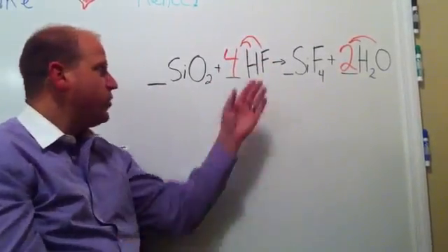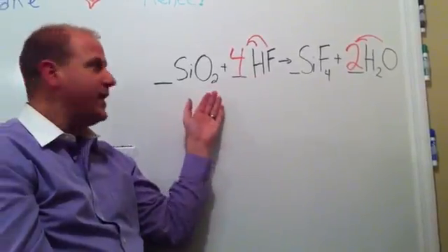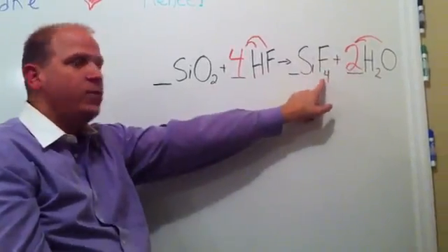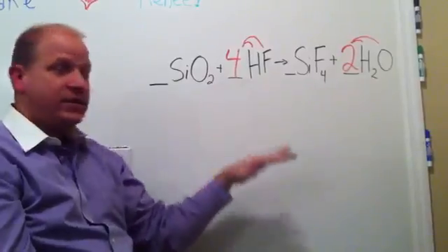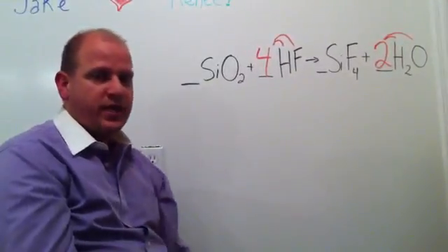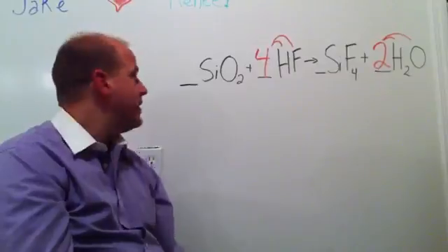So now we have 4 molecules of fluorine on our reactant side. We go to our product side. We have 4 molecules of fluorine. Now we could say that this is balanced, but just to be safe, we're going to double check everything. That's step 2, double checking.